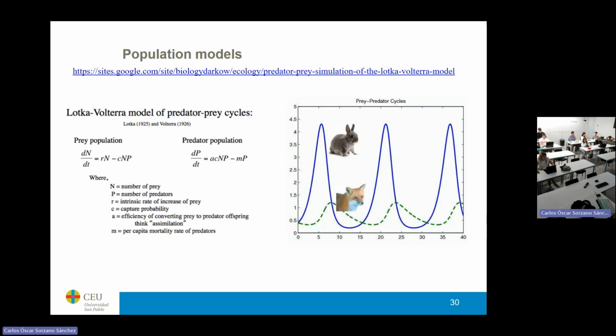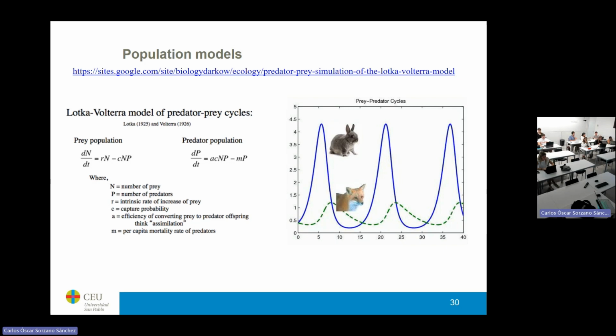And here, let's see what we have. We have NP, we have CMP. Okay, CMP is the same term that we have there. But then, for every rabbit a fox gets, there will be an efficiency of converting that rabbit into offspring. It is called assimilation. So the number of little foxes these foxes will have depends on the number of rabbits they get, and the number of rabbits is given by this product, CMP.